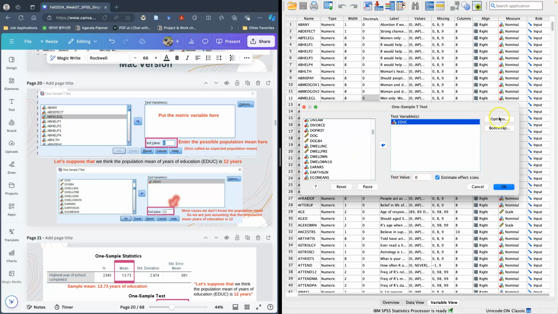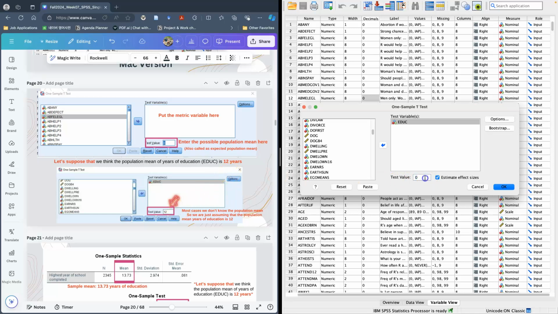And then you don't need to check any of the options. But the test value means the population mean. Enter the possible population mean here, because we don't know. We don't have any idea what the mean years of education in the population will be. We may search through census data, but let's assume that we don't know the exact number, and suppose that we think the population mean of years of education is 12 years.